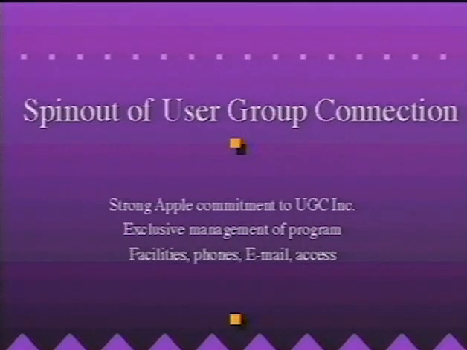The independent company is going to be the User Group Connection. There's no other. It's an exclusive relationship. Apple is contracting with the User Group Connection to deliver the existing Apple authorized user group program. So it should be relatively transparent to user groups that this change is taking place. Fundamentally, it's a change in the capital structure of the organization that delivers the services to you.